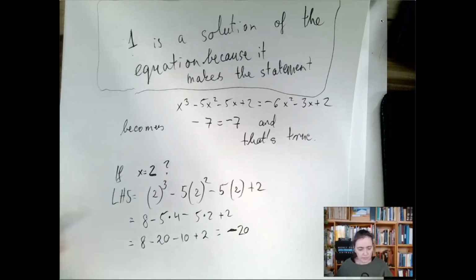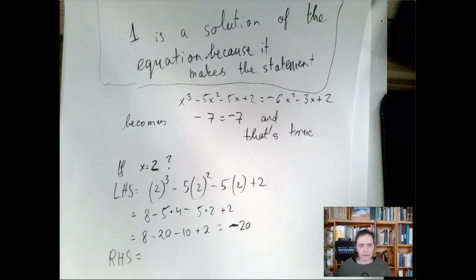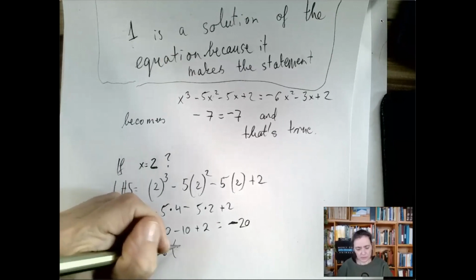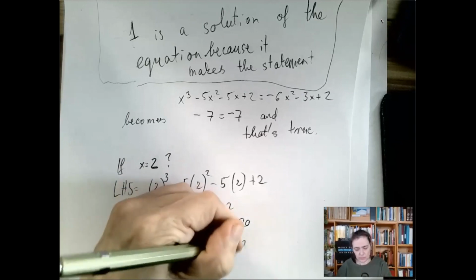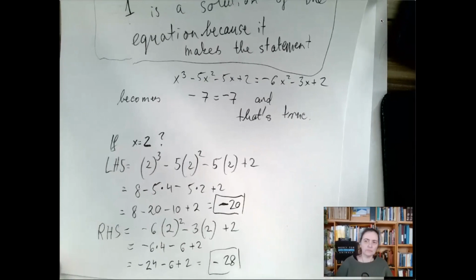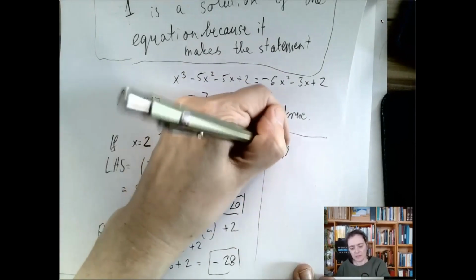Okay. Right-hand side. If x is 2, -6 times 2 squared minus 3 times 2 plus 2. So when x is 2, the two sides are not equal, right?